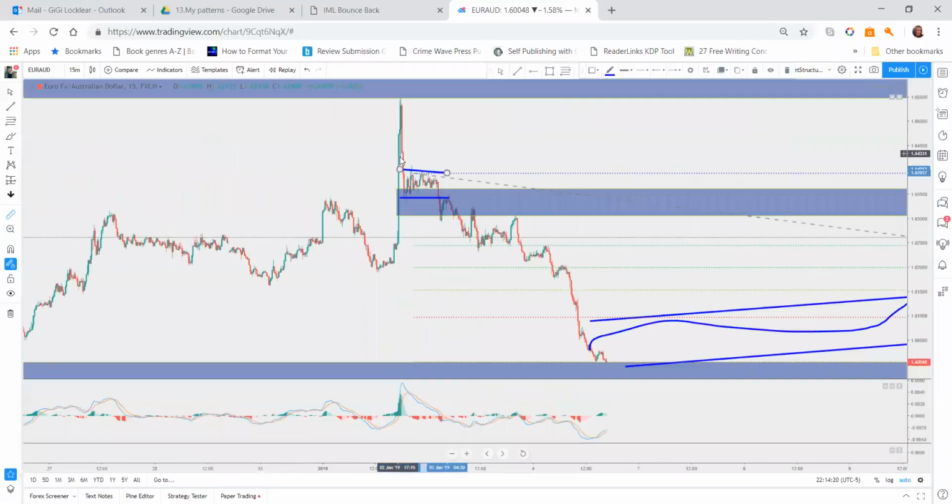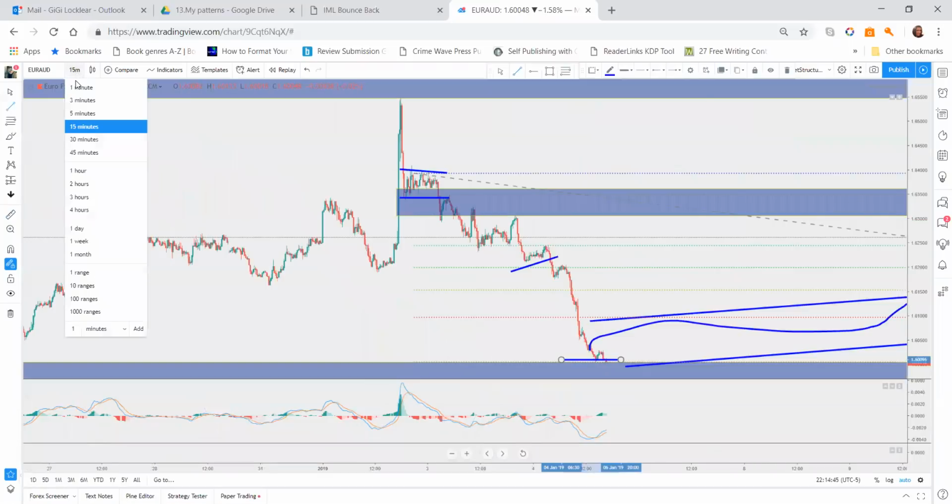Like here, if I had entered, I would have put my stop loss right above this because, like I said, this was a perfect flag. If I had entered here, I would have still kept it above there. But once it broke this previous level, if you want to trail it, put it above the previous structure or the previous pattern.